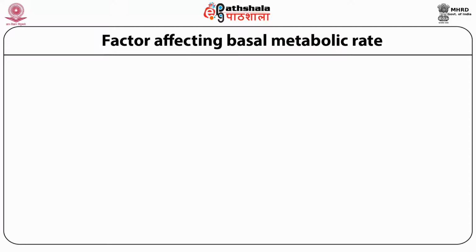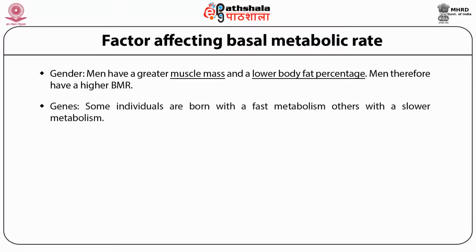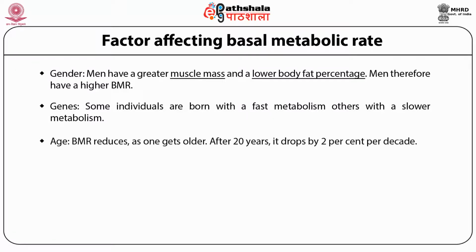Factors affecting basal metabolic rate. Men have greater muscle mass and a lower body fat percentage. Men therefore have a higher basal metabolic rate. Genes. Some individuals are born with fast metabolism, others with a slower metabolism. Age. BMR reduces as one gets older. After 20 years, it drops by 2% per decade.